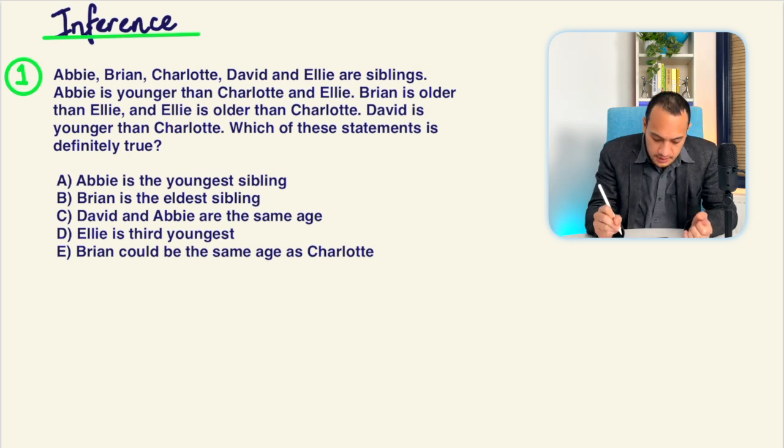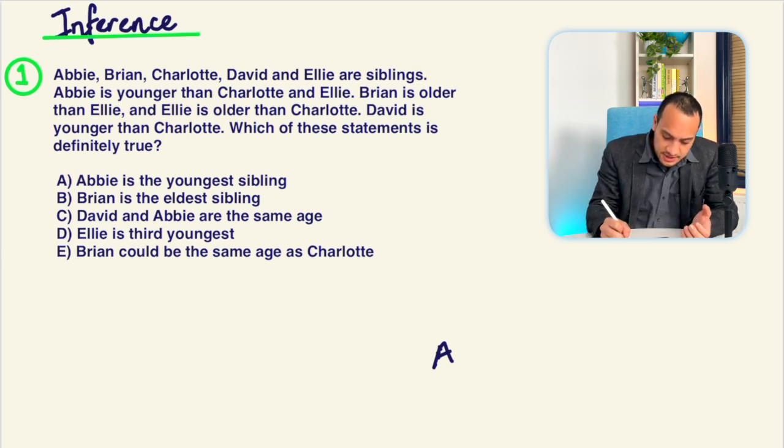So let's look through each of these statements and work out where we put people. So Abby is younger than Charlotte and Ellie. So immediately I'm going to represent Abby with an A, and then Brian with a B, Charlotte with a C, David with a D and Ellie with an E.